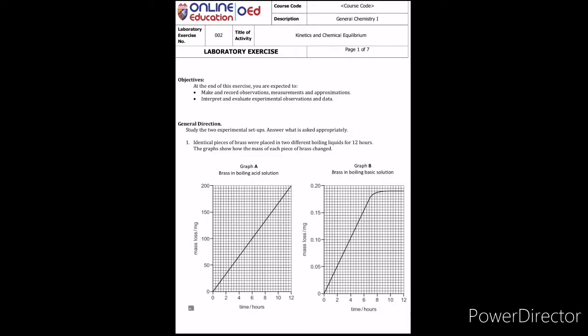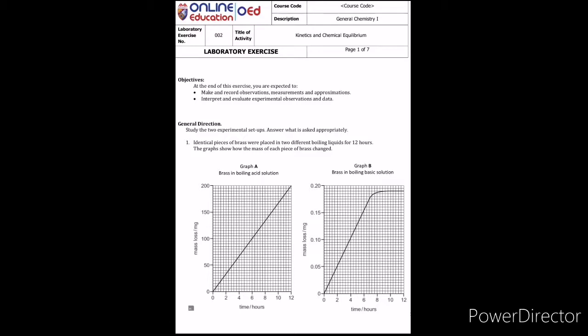This is my laboratory exercise number 2, and the title for this activity is Kinetics and Chemical Equilibrium. The objectives for this activity are that at the end of this exercise, you are expected to record observations, measurements, and approximations, and interpret and evaluate experimental observations and data.